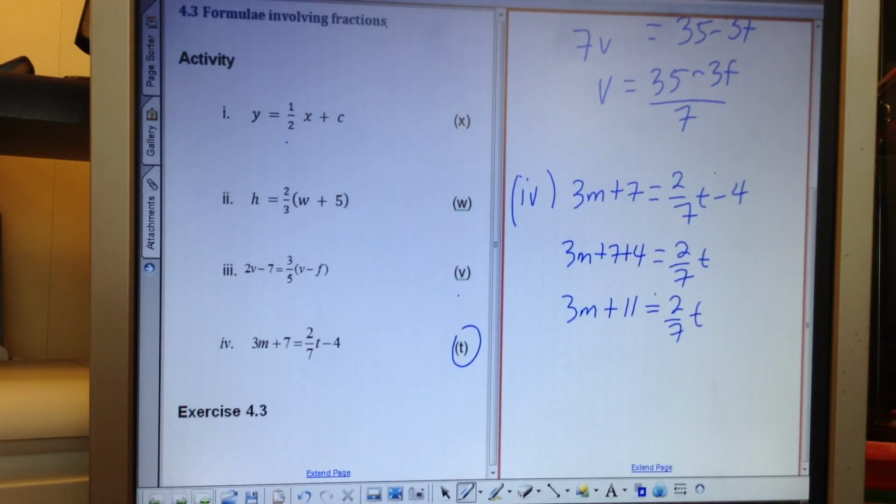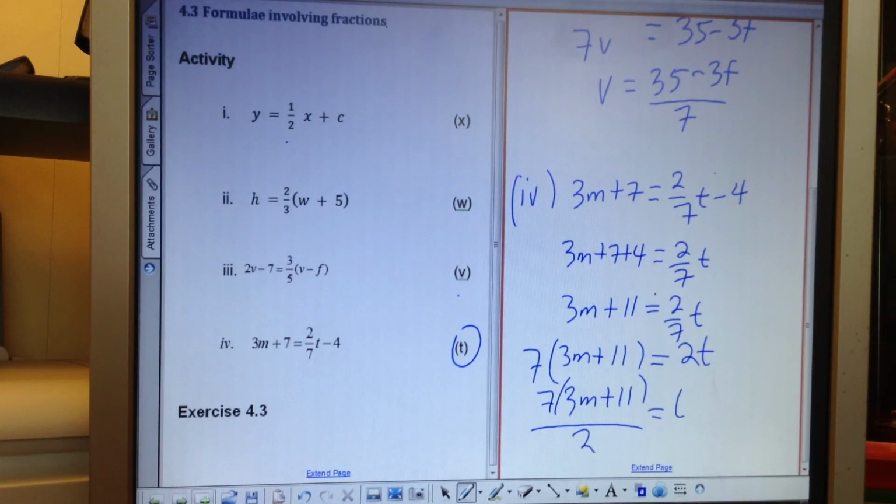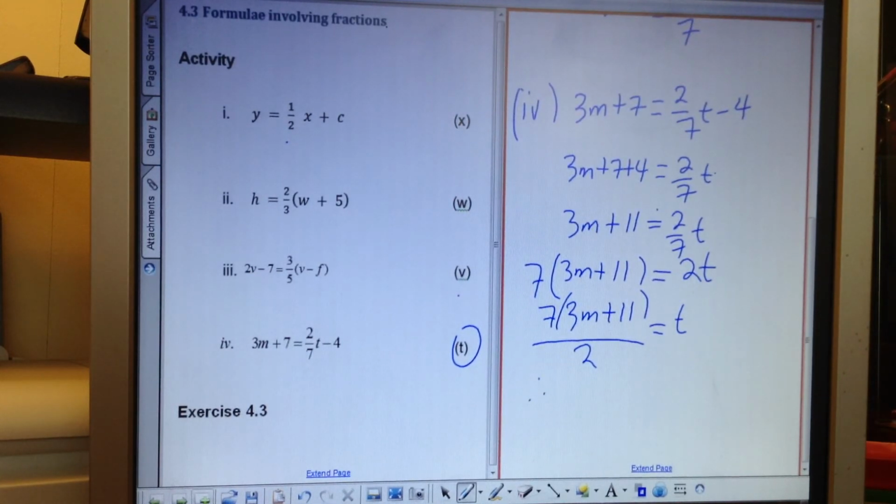We can then get rid of the fraction by multiplying through by 7. So we're going to get 3m add 11, we times everything by 7 to be left with 2t. But we're looking for t, not 2t, so we divide by 2. So we have 7 into 3m add 11, everything divided by 2 to be left with our t. Therefore, our t equals 7 into 3m add 11 all over 2.